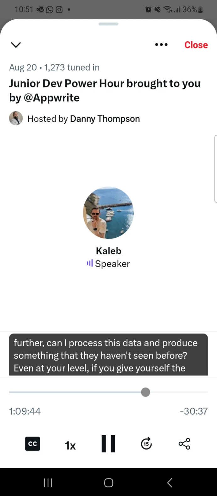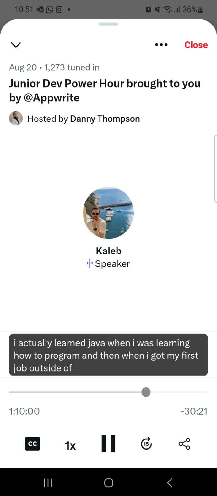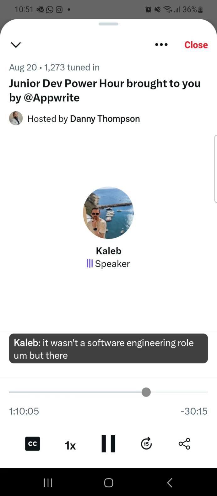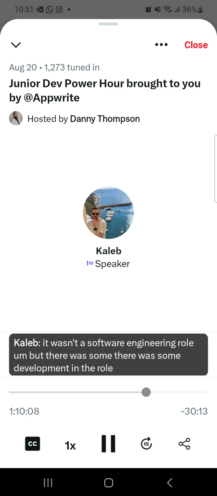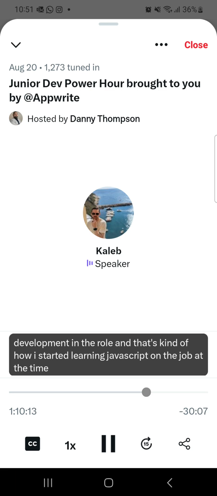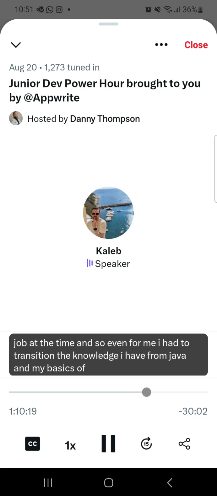I just wanted to go back to the person who asked about how they learned React and JavaScript, and then found their market was different. For me, I actually learned Java when I was learning how to program. And then when I got my first job outside of college at GE, it wasn't a software engineering role, but there was some development in the role, and that's how I started learning JavaScript on the job. So even for me, I had to transition the knowledge I had from Java and my basics of programming courses to a whole new language in the web.